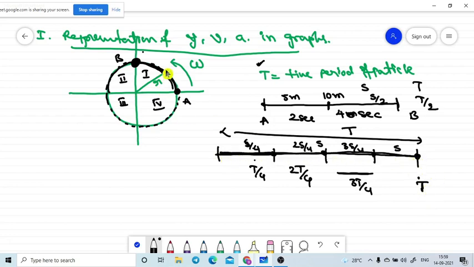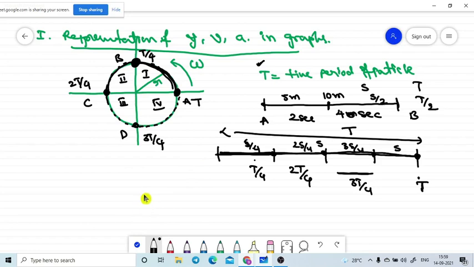So to reach this location, the time needed is T by 4. To reach this point C, what is the time needed? 2T by 4. To reach the point D? 3T by 4. To reach this point A, where the particle comes back to A, what is the time needed? T. That is the time period of the particle to complete one complete oscillation.